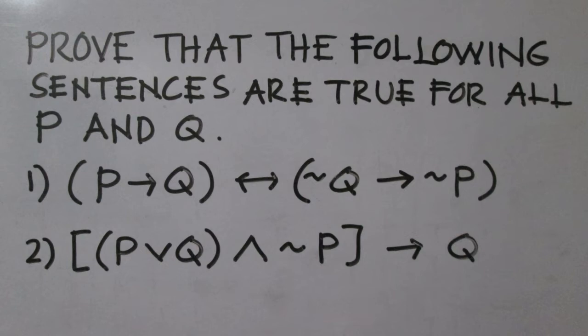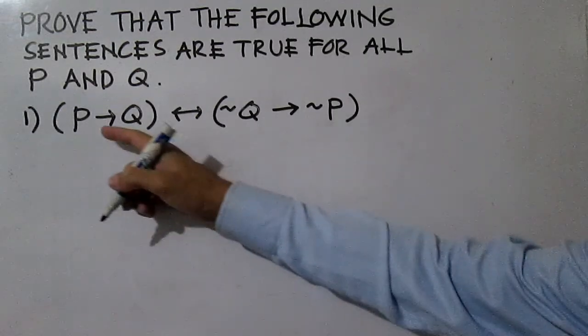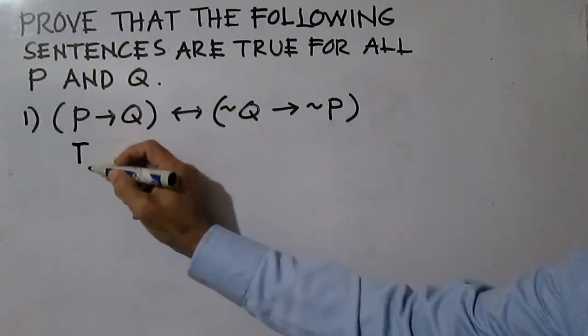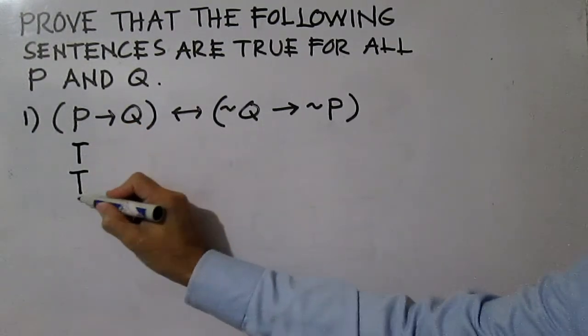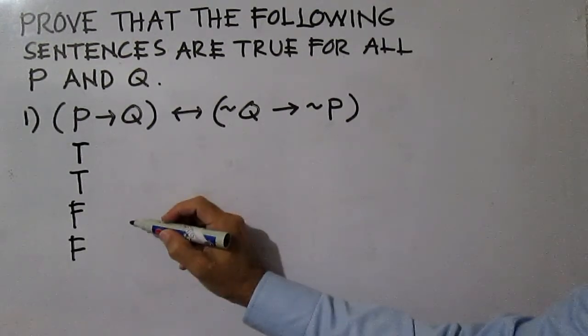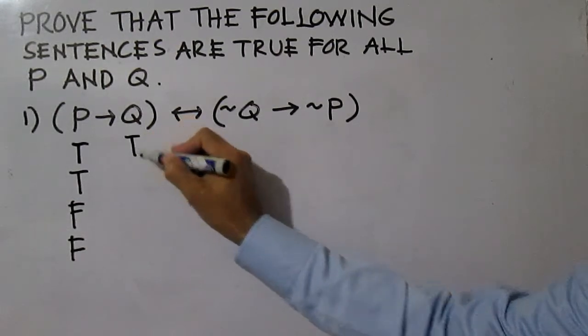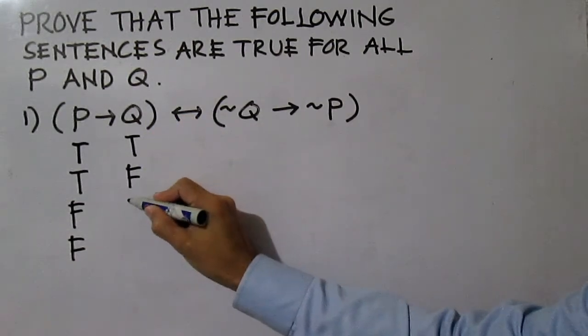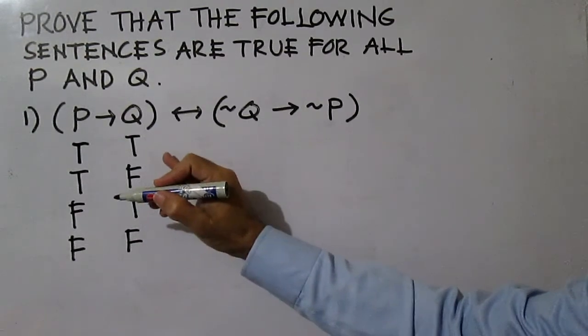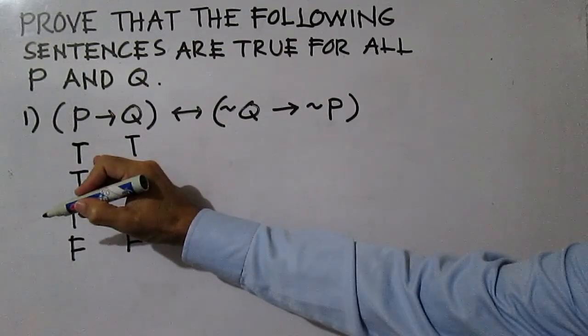There are two sentences, P and Q, meaning there are 4 rows using the formula 2 to the power of n. The possible truth values for P are true, true, false, false. For Q, we have true, false, true, false. Be sure to capture every possibility of truth values that P and Q could have.